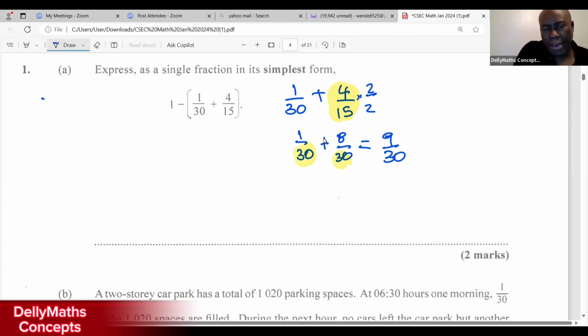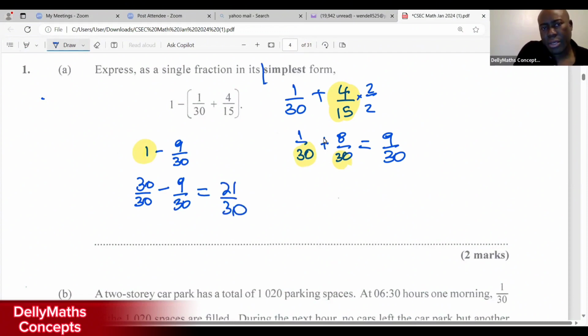So basically what we really have is 1 minus 9 over 30. Remember now, if I want to keep that denominator of 30, I could convert 1 and represent it using a denominator of 30, which means I could represent it as 30 over 30, which is still 1. So let us subtract 9 over 30 from this. So 30 minus 9 is going to give me 21 over 30.